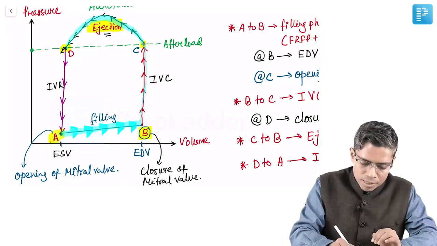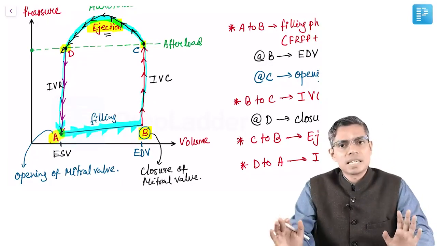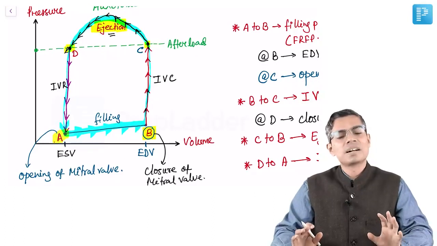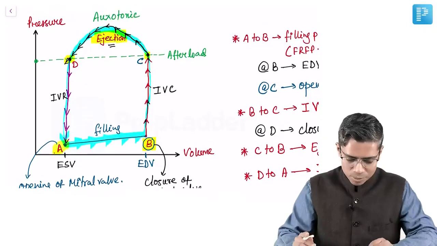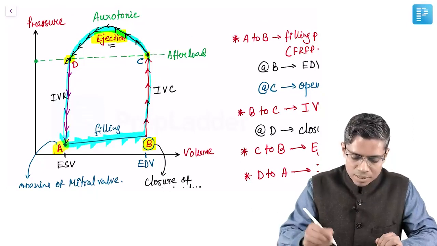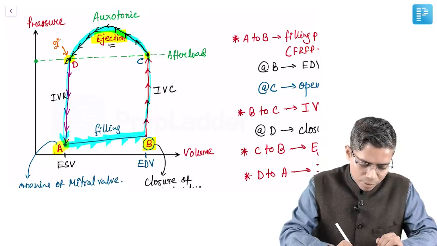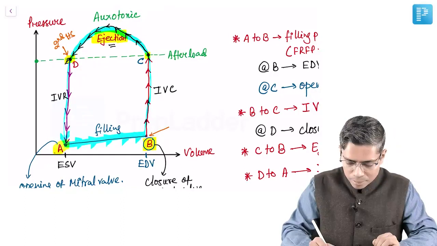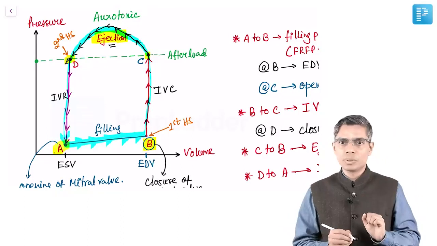And this loop is known as the pressure volume loop of the cardiac cycle. Getting my point? So this is simple, nothing but a discussion of the cardiac cycle only, but in a different manner. So the obvious question is, if I ask you where the second heart sound is going to happen, this is the point where the second heart sound will appear, and this point B is the point where the first heart sound is going to appear. So these are the two important points.